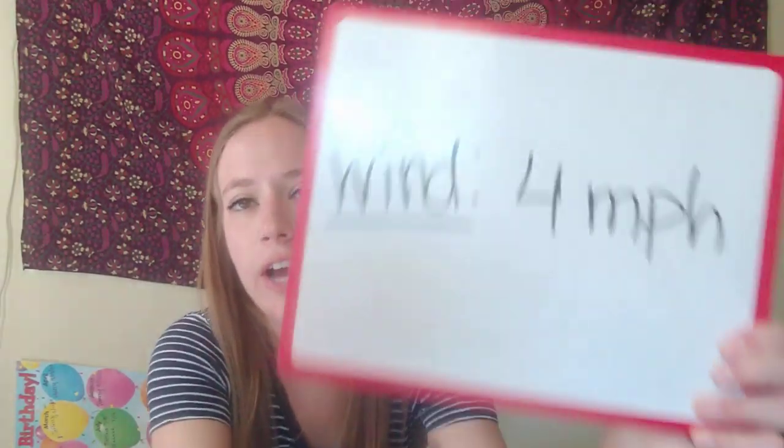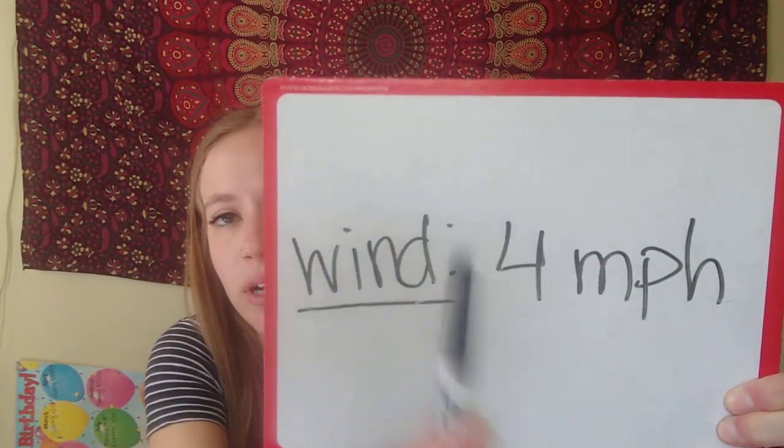So WIND, just how you spell wind, and then 4 mph, or our average wind speed will be 4 miles per hour. So that is a very light breeze, and I've been outside already and I barely felt the wind. I'm looking outside and the leaves are barely dancing. They're kind of going like this, and that makes sense because 4 miles per hour is not a very high speed.